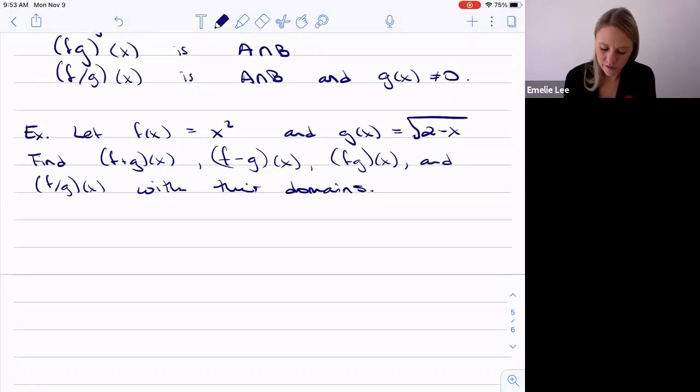Okay, so I've got a function x squared and the root of 2 minus x. There are no restrictions on the x that I can put into x squared, right? I'm allowed to square negatives, I can square positives, and I'm able to get a value for each of these. We need to remember, right?